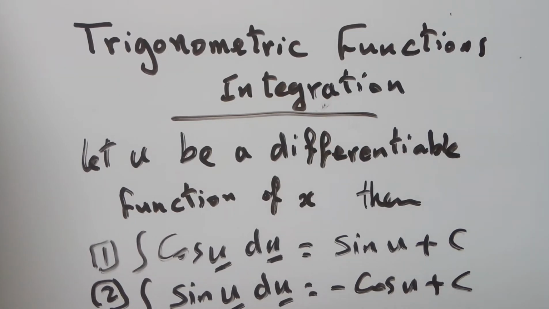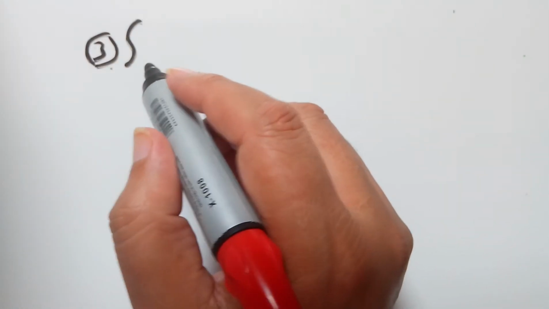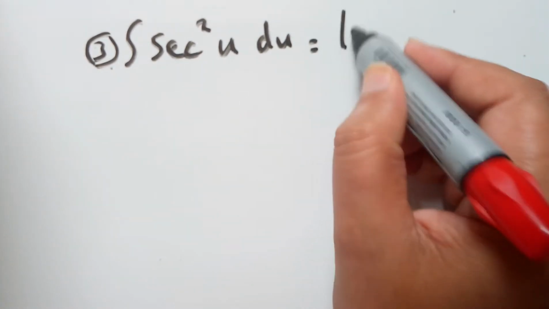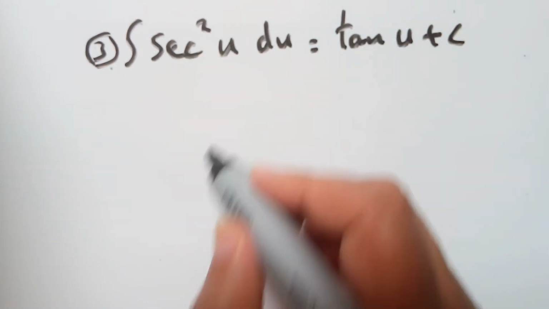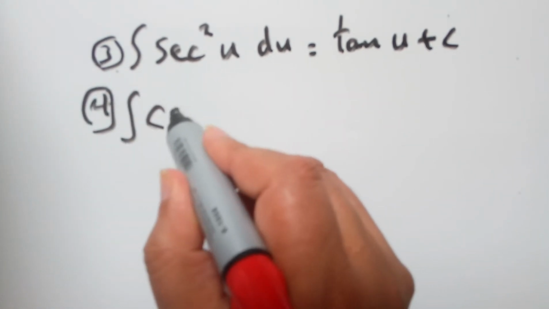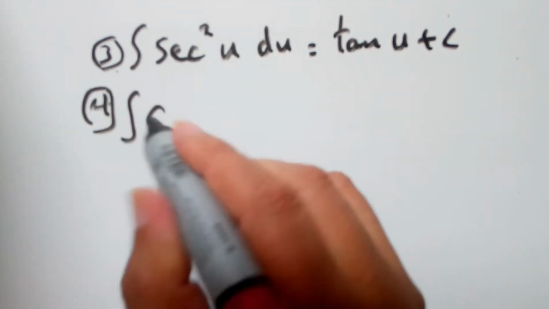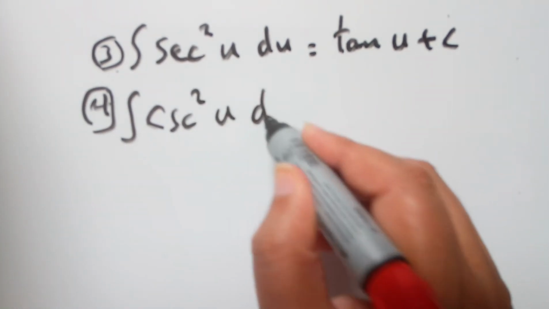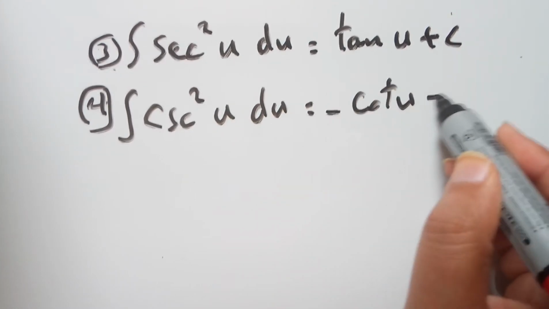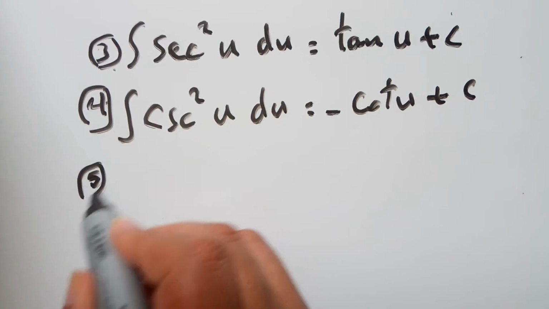The third rule. Number 3: the integral of secant square u with respect to u is tangent u plus the constant of integration. Number 4: the integral of cosecant square u with respect to u is negative cotangent u plus the constant of integration.